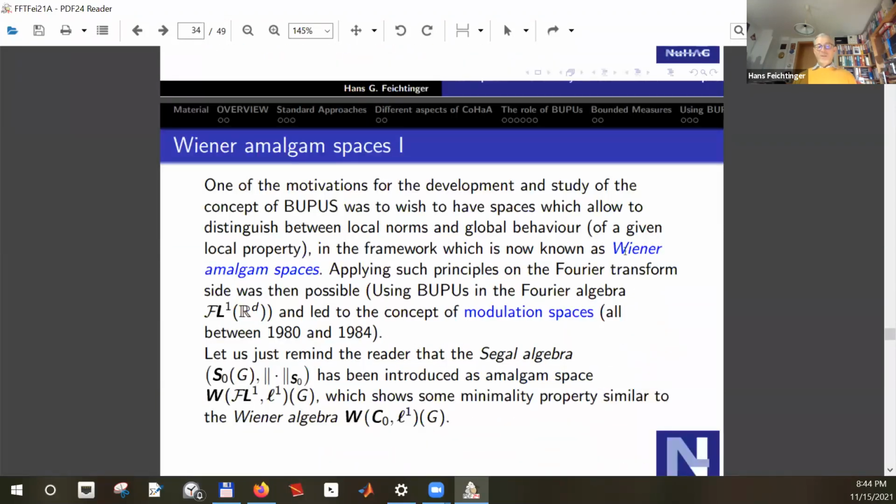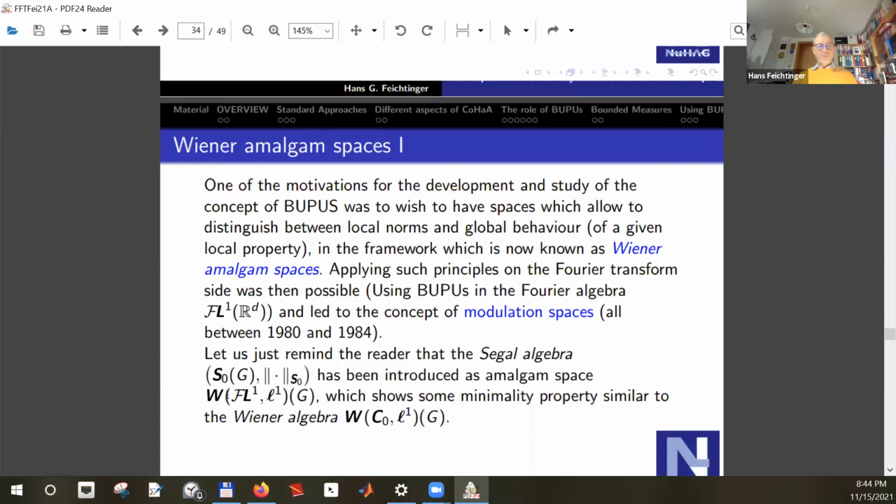Once we have Wiener amalgam spaces, it is meaningful to define, once you have a Fourier transform, the modulation spaces by saying they are Wiener amalgam spaces on the Fourier transform side. And in this way, of course, we can create what is called the Wiener algebra, which was one of the motivating examples. It's a Banach algebra and an amalgam space with local C0, global L1. So roughly speaking, the absolutely Riemann integrable functions.